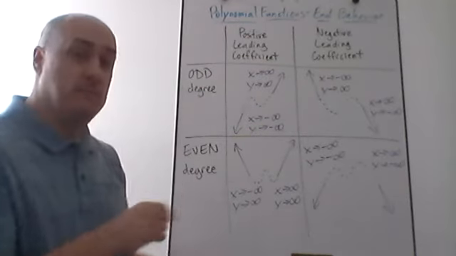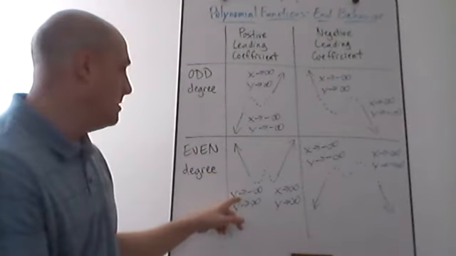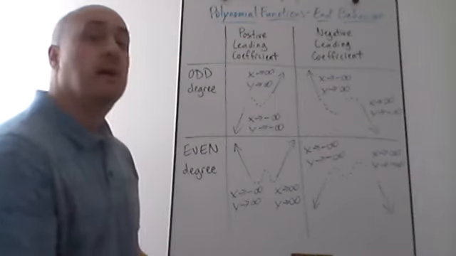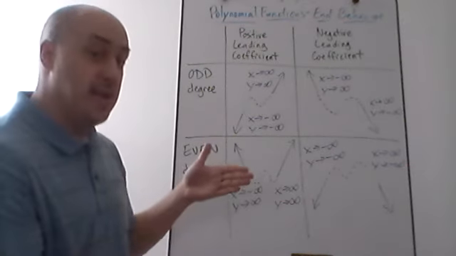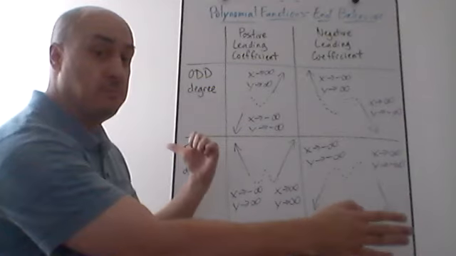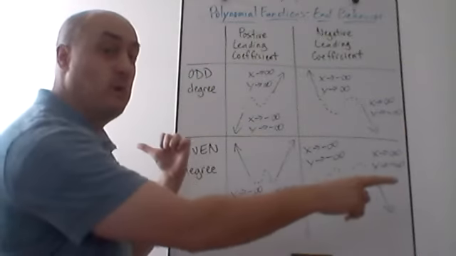And that little arrow there means approaching. So this is x approaching negative infinity. Every time you write the end behavior, it's going to have one part where x approaches negative infinity, one part where x approaches positive infinity. One for the left, one for the right.